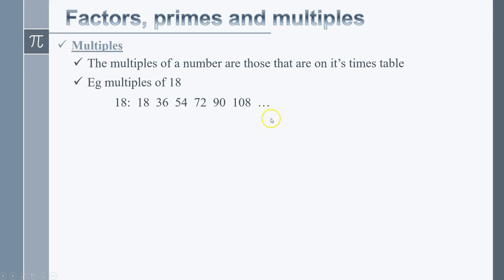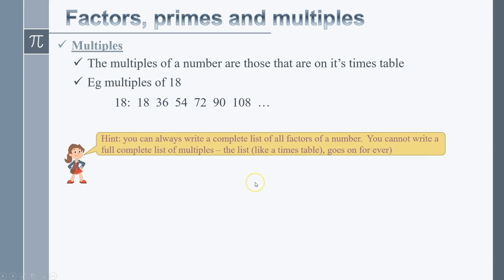I've put the dots here because that number list is going to go on and on and on forever, and that's what the hint there is saying. If I wanted to write out the factors of 18, I can write out a complete list and know I've written them all. However, there's no way I'm ever going to be able to write down a full list of all the multiples, because the multiples, like the times tables, go on forever. So if you want a way to remember the difference between factors and multiples: factors, you can write them all down. Multiples, you absolutely can't. So if you're asked to write a list of multiples, you'd only be asked for maybe the first 4 or 5.